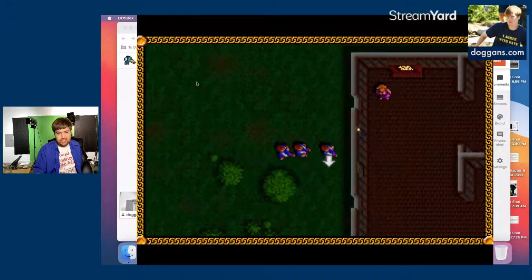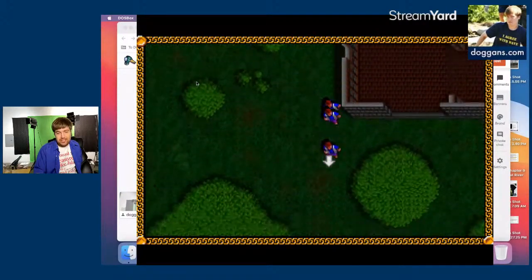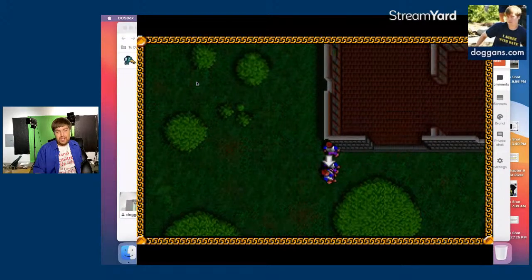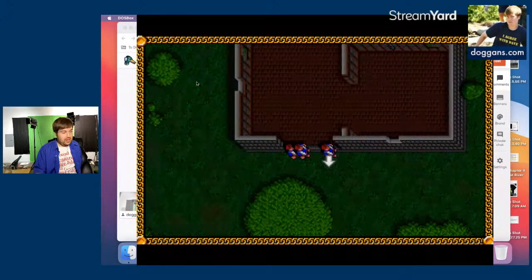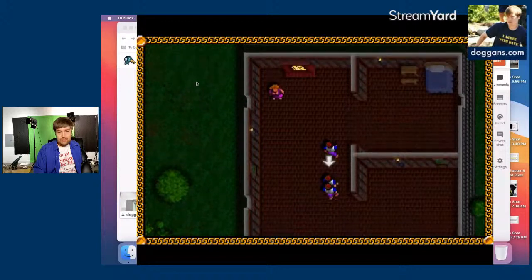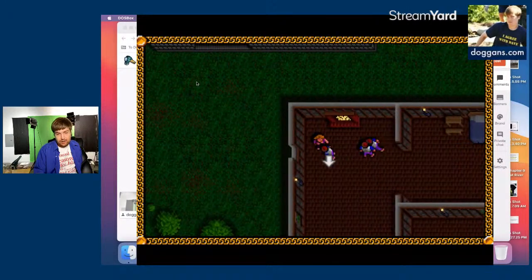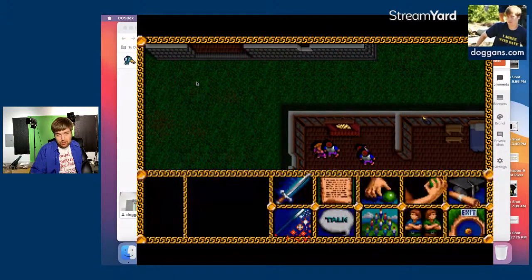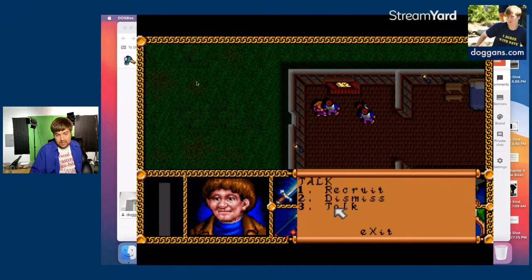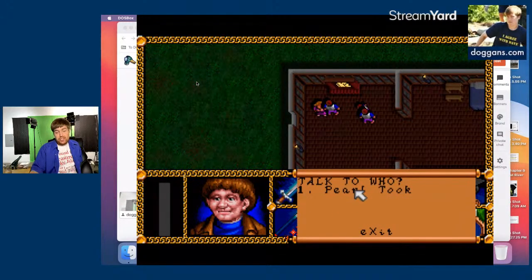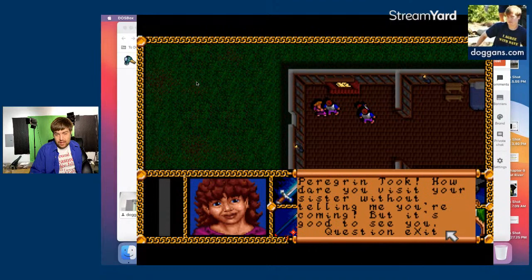There's a lot of tedious exploring in this game. I do remember that much, and I probably could shorten the tedious exploring if I tried. Now, who is this who looks basically exactly like Lobelia did? Pearl Took. Peregrine Took, how dare you visit your sister without telling me you're coming? But it's good to see you. So Pippin's sister.